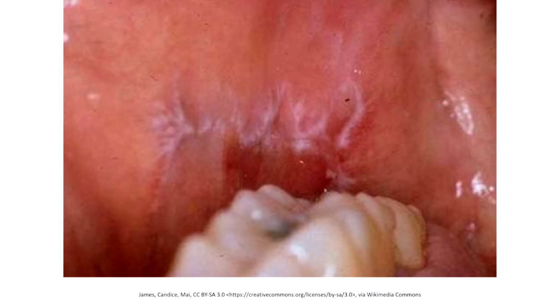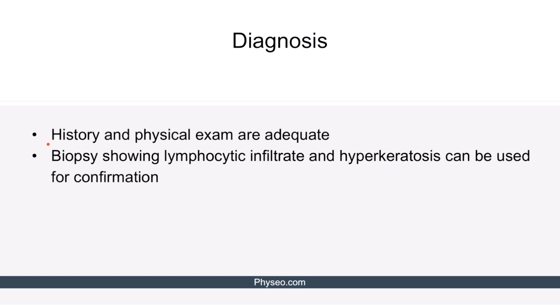Here we can see the mouth of a patient affected by lichen planus. We can appreciate the presence of Wickham striae running up and down the oral mucosa. Oral lichen planus can be very uncomfortable, especially when the patient is eating or talking for a long amount of time. The diagnosis can usually be made with history and physical exam alone. Were you to perform a biopsy for confirmation, it may show a lymphocytic infiltrate and hyperkeratosis.